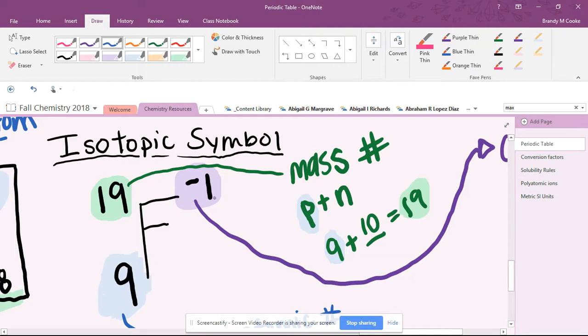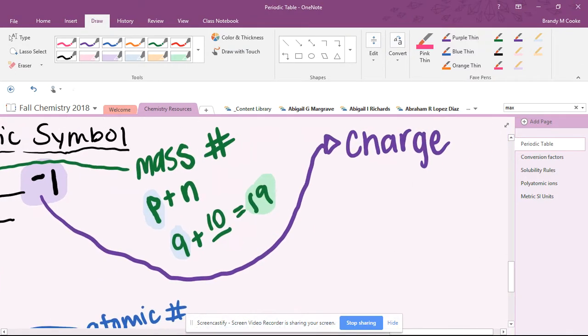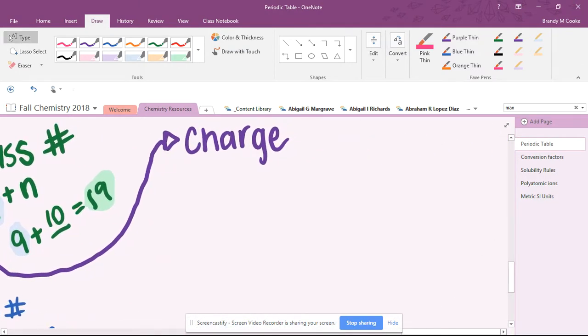If this space up here is blank, then you assume it's neutral. It has 9 electrons, 9 protons, and you're done. If you see a number up here, whether it be a positive or a negative anything, that means that you have a charged atom. And the only way to get a charge is to lose something.